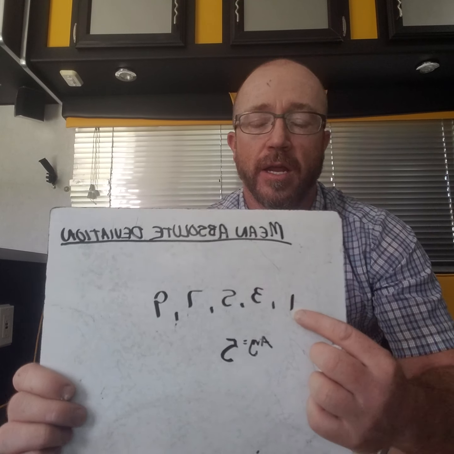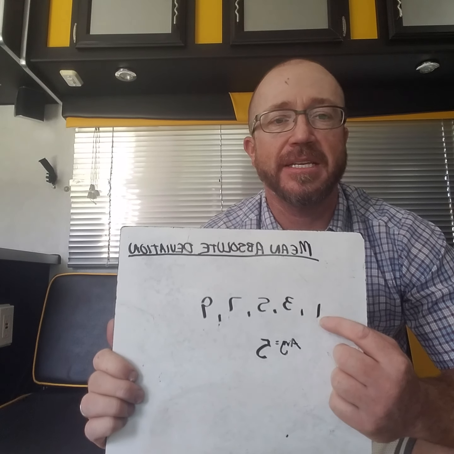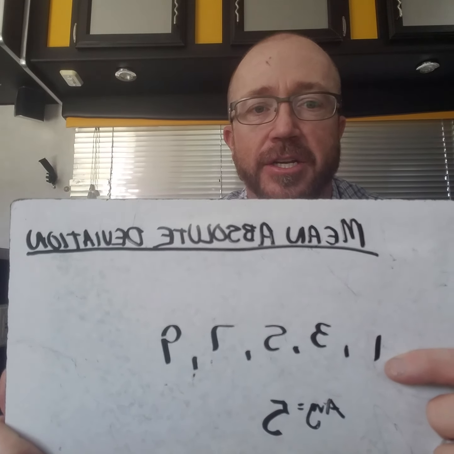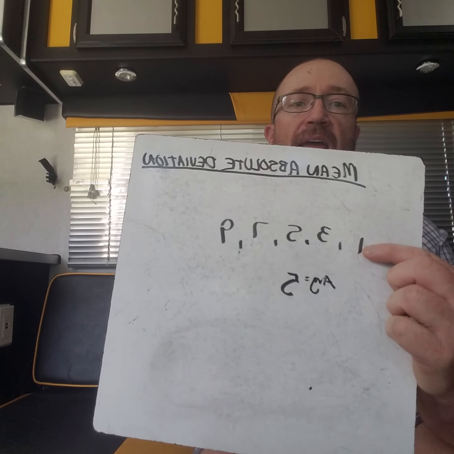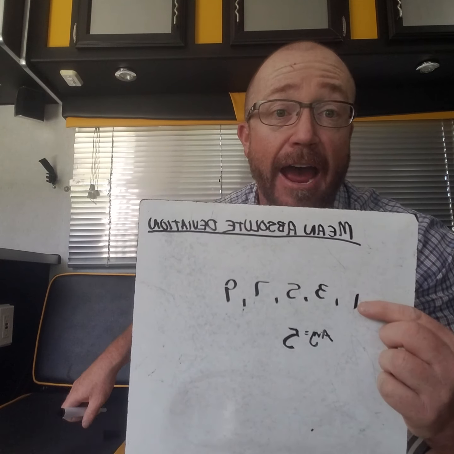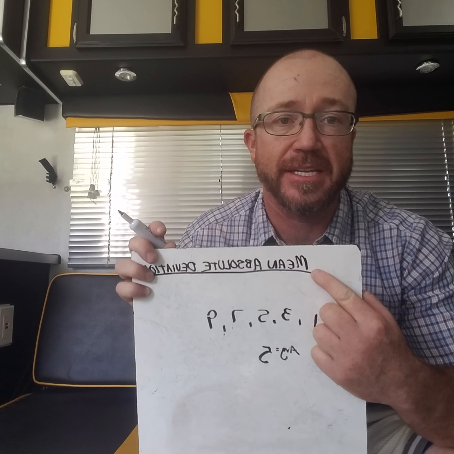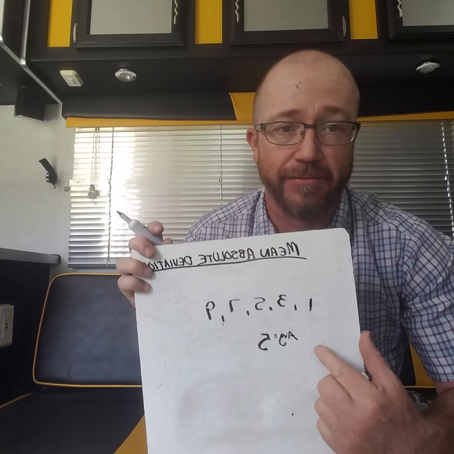I've listed some data, and notice I've listed it in order from least to greatest. I have 1, 3, 5, 7, and 9. 5 pieces of data. And the first step to find the mean absolute deviation is to find the sum and then the average of the data. And actually, the first step is in the first word. So first I need to find the average of that data.